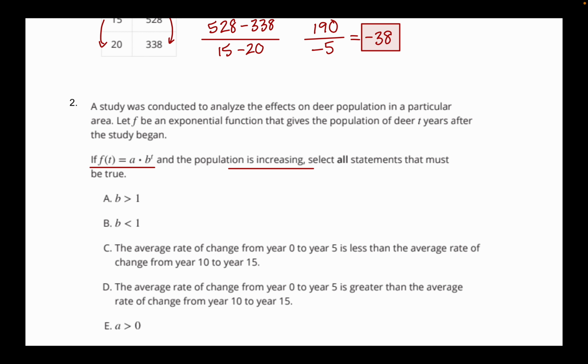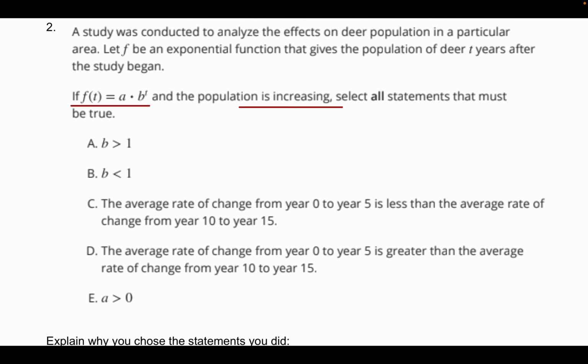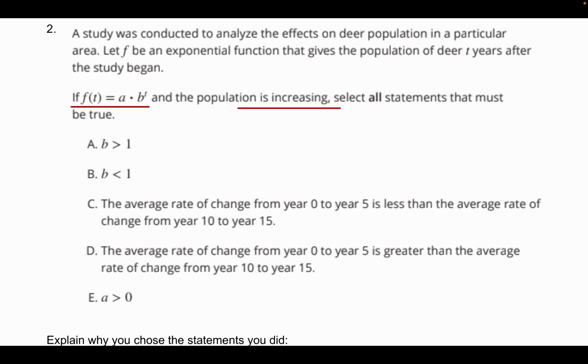So in this case, a is our initial value and b is our growth factor. When we look at these first two options, these talk about the growth factor, and only one of these is allowed to be true. If it is increasing, we want a growth factor that's bigger than 1. That means that option A is going to be correct. B should be greater than 1, and it means that B is not an answer.